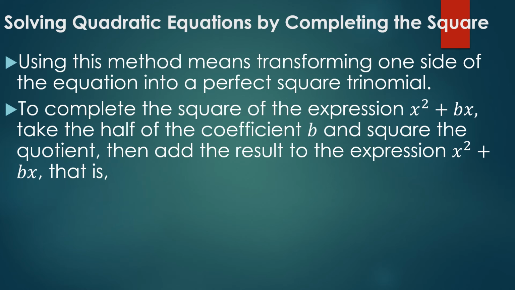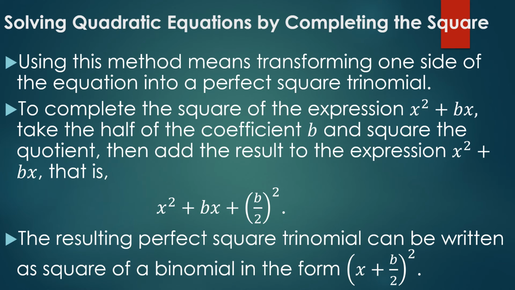To complete the square of the expression x squared plus bx, we are going to take the half of the coefficient b and square the quotient. Then, after that, we are going to add the result to the expression x squared plus bx. That is x squared plus bx plus quantity b over 2 square. After that, the resulting perfect square trinomial can be written as a square of a binomial in the form x plus b over 2 quantity square. And after that, we can apply the method of extracting square roots.